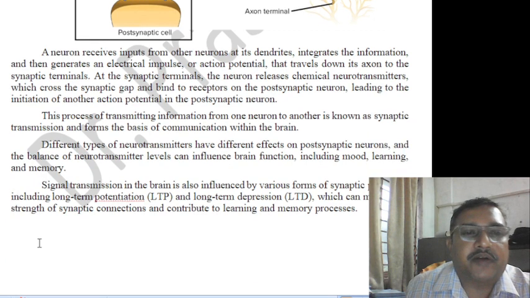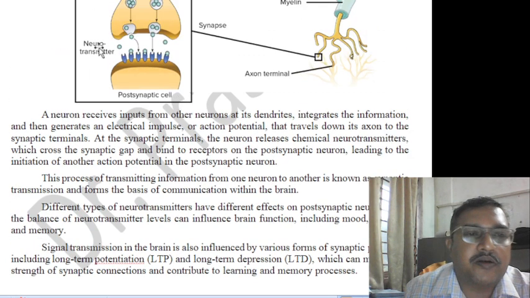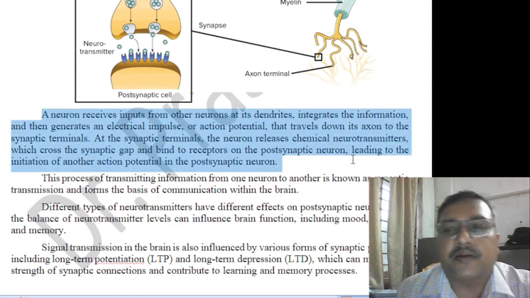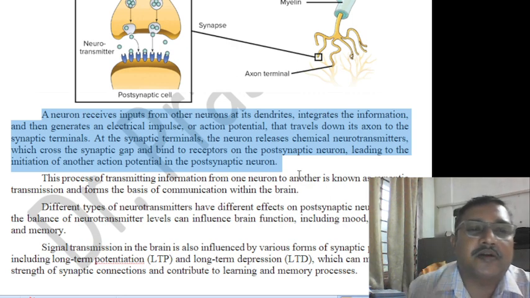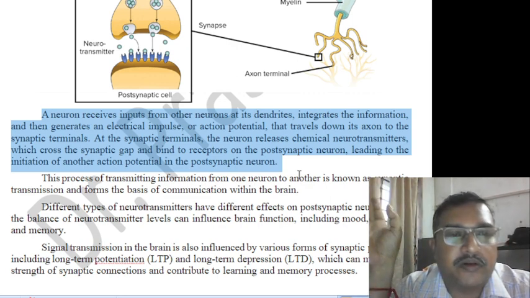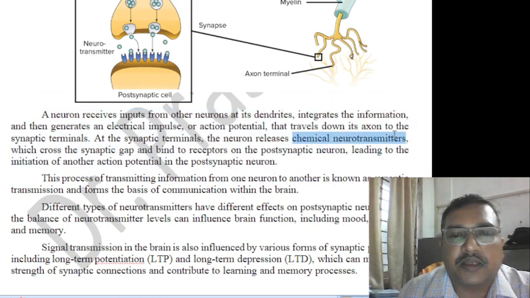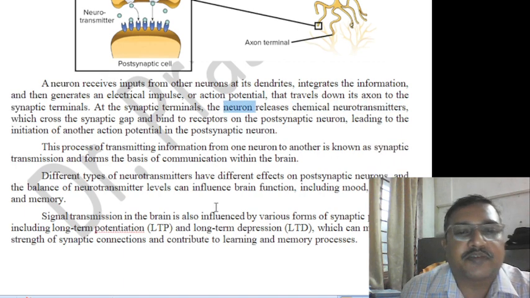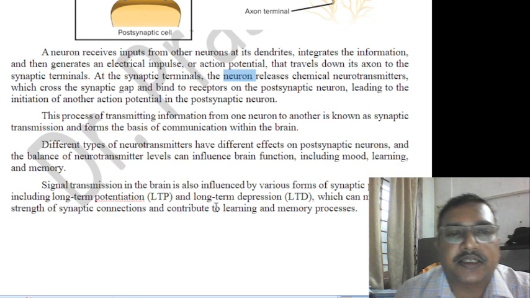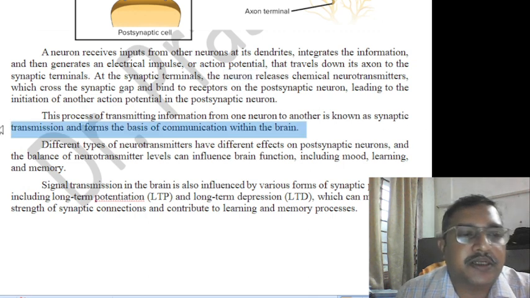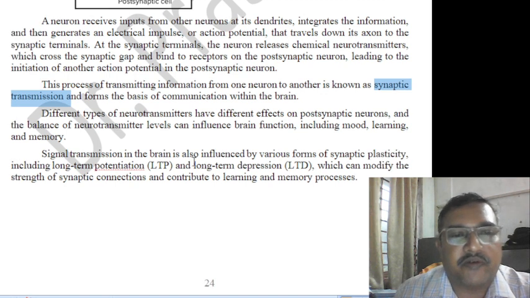This word you have to remember: neurotransmitter. This paragraph looks a little complicated, but the only thing you have to remember is that it is the firing of neurons. Neurotransmitters are chemicals that neurons release, and that is the way messages are transmitted from one nerve to the next. This process of transmitting information from one neuron to another is known as synaptic transmission. This word also we need to remember: synaptic transmission, which is the basis of communication.